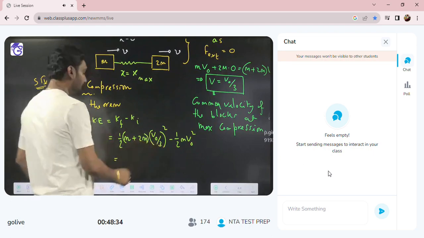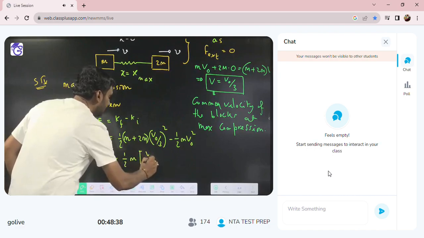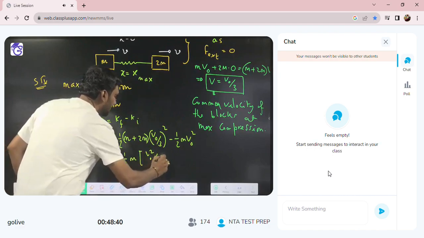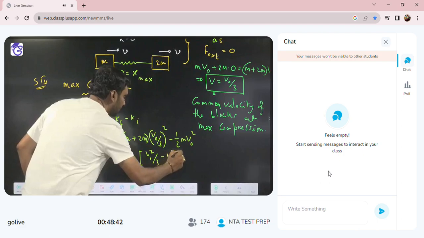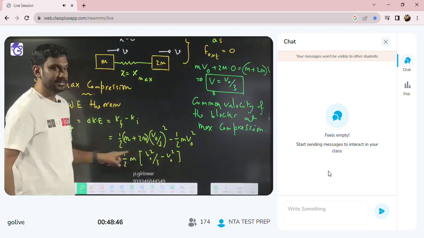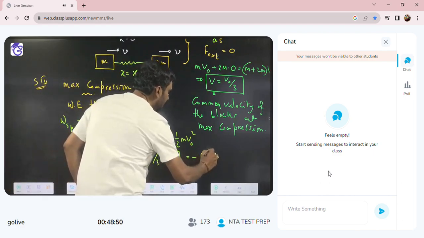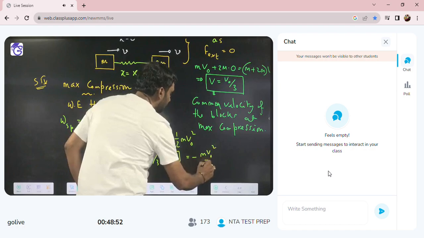Correct? So if you take half m common, you are getting V0 square by 3 minus V0 square. So this makes minus 2 by 3. So this 2 cancels. Ultimately, you are getting minus m V0 square by 3.